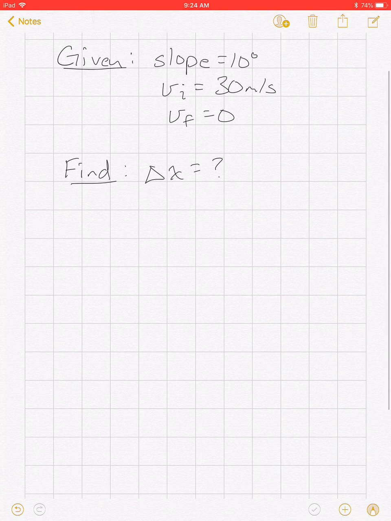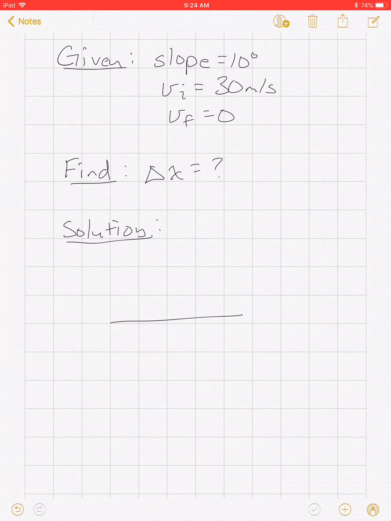Okay. So our solution, let's start out by drawing a picture. So we have a slope. It's at approximately 10 degrees. And then we have a car that's driving up this slope. And again, all my cars look like Volkswagen Bugs. So it's going up the slope, and all of a sudden it stalls, I think it said, right? Runs out of gas. Yeah, so basically it stalls. So it's going to go up for a little while and then go back down.